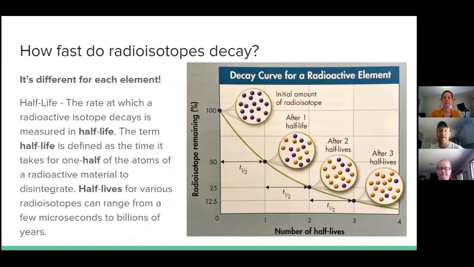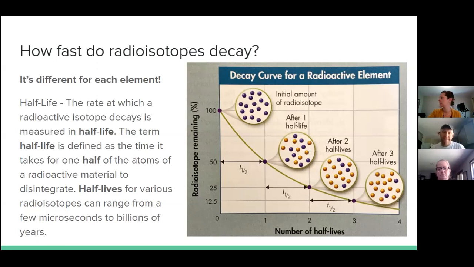And there you go. So now we're going to talk about how fast they decay. Now, it's kind of a loaded question because it can be really, really quick, less than a second, or it could actually be billions of years. Each isotope has what they call a half-life. And the term half-life means the amount of time it takes for half of the atoms of a radioactive material to disintegrate.